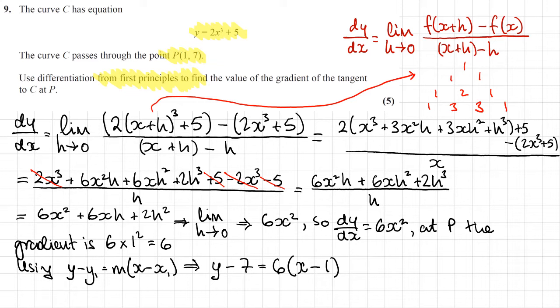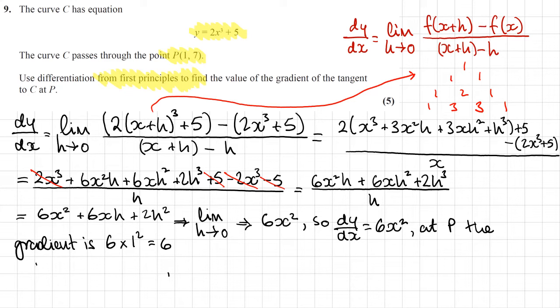Now, having read the question properly, I didn't need to do this last bit, did I? They just wanted the value of the gradient to the tangent. I worked out the tangent, so it would help if you read questions properly, unlike me.